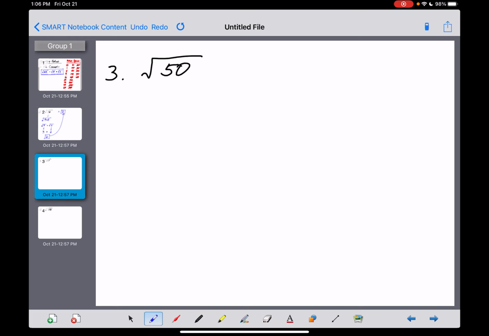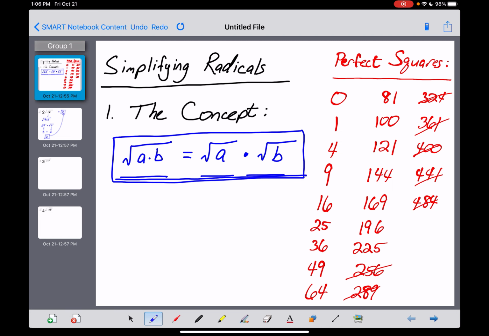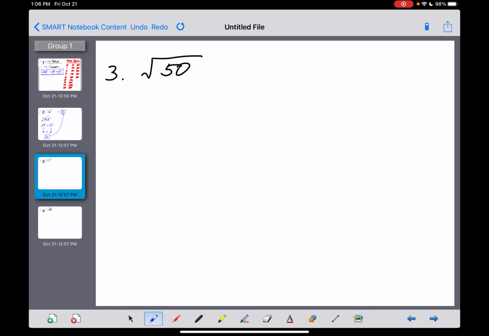The square root of 50. Now, unlike in the previous problem, 50 did not show up here in red in our list of perfect squares. I see that 49 is a perfect square. Its square root is 7. So I'm thinking that the square root of 50 is probably a little bit bigger than 7. But it's not 7 itself. So the square root of 50 is what we call an irrational number. It doesn't have a nice, easy way of being expressed.